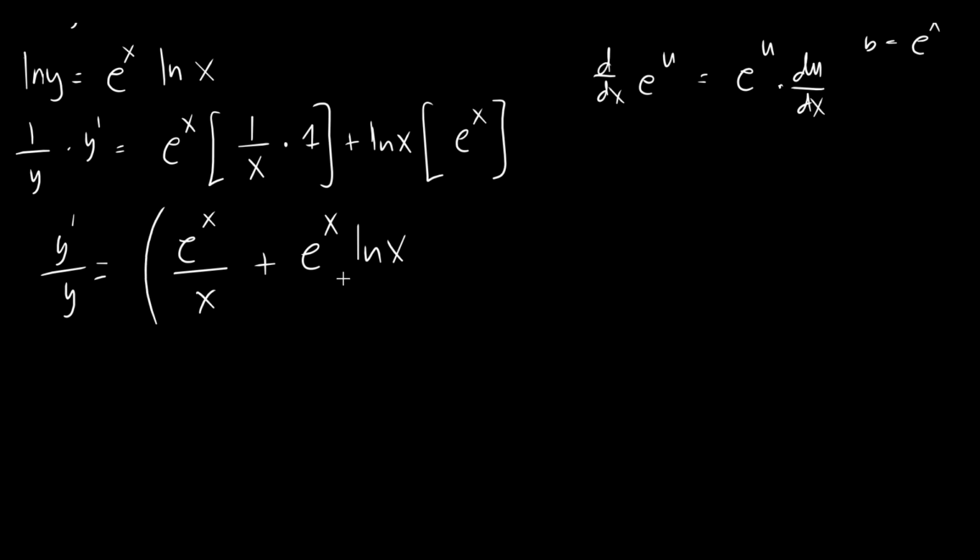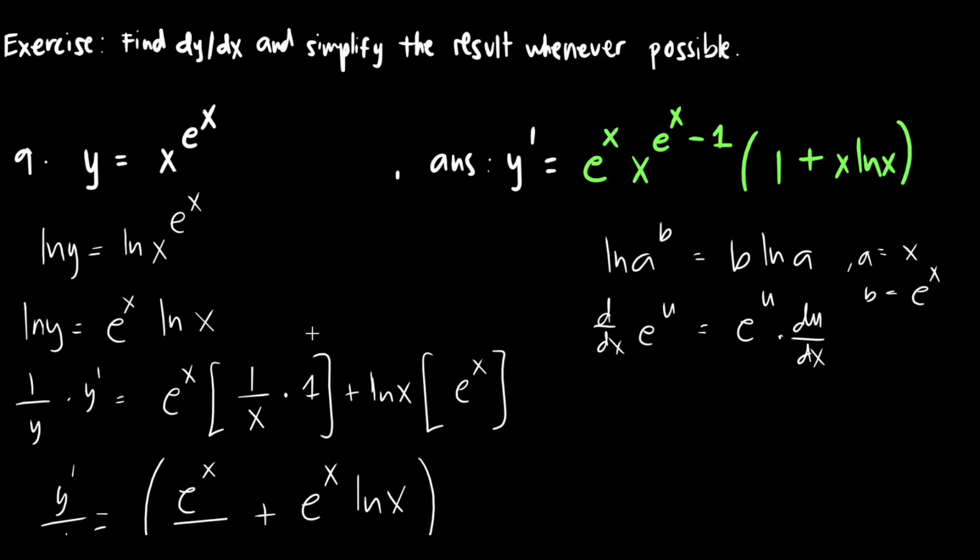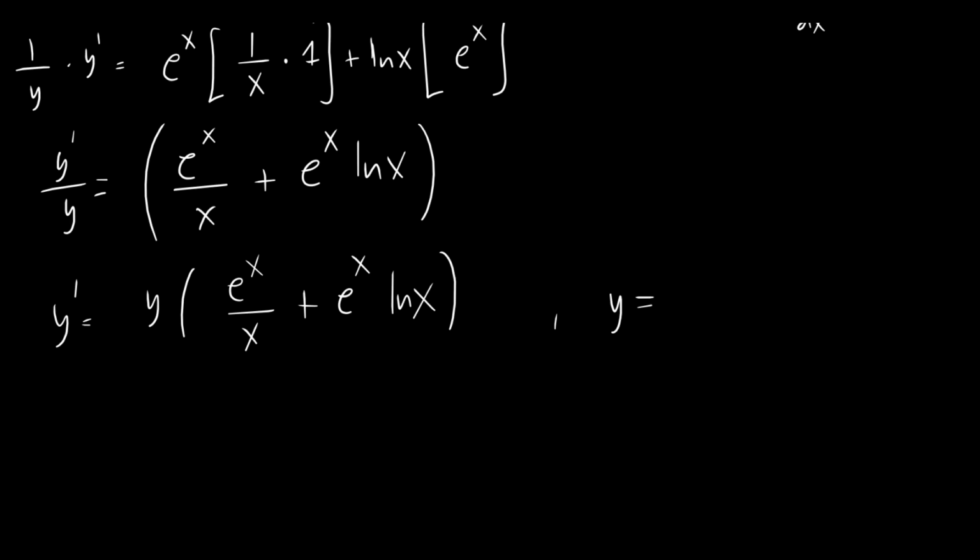Close the bracket. So we have y prime equals y multiplied by (e^x over x plus e^x ln x). Take note that y in the problem is equal to x raised to e raised to the power of x. So we have y prime equals x^(e^x) times, and we'll now factor out e^x.